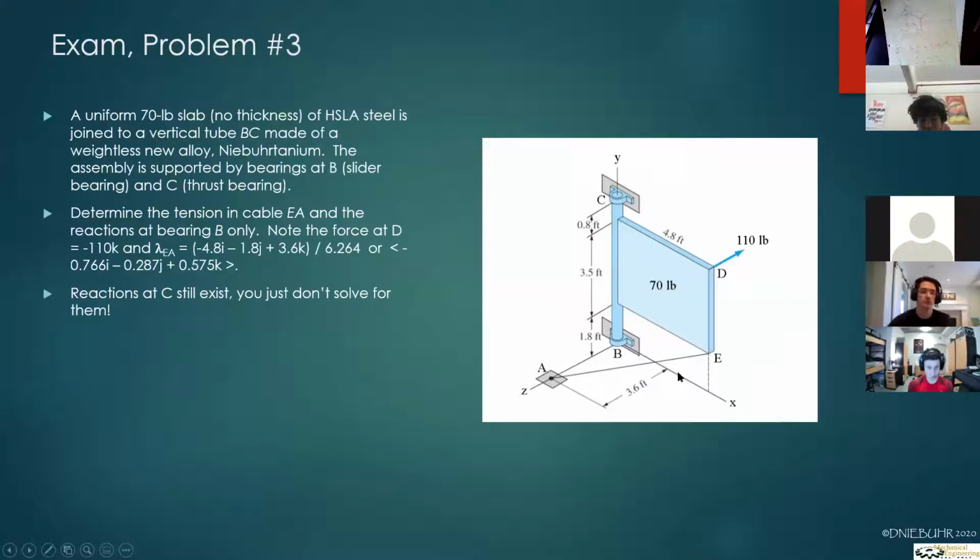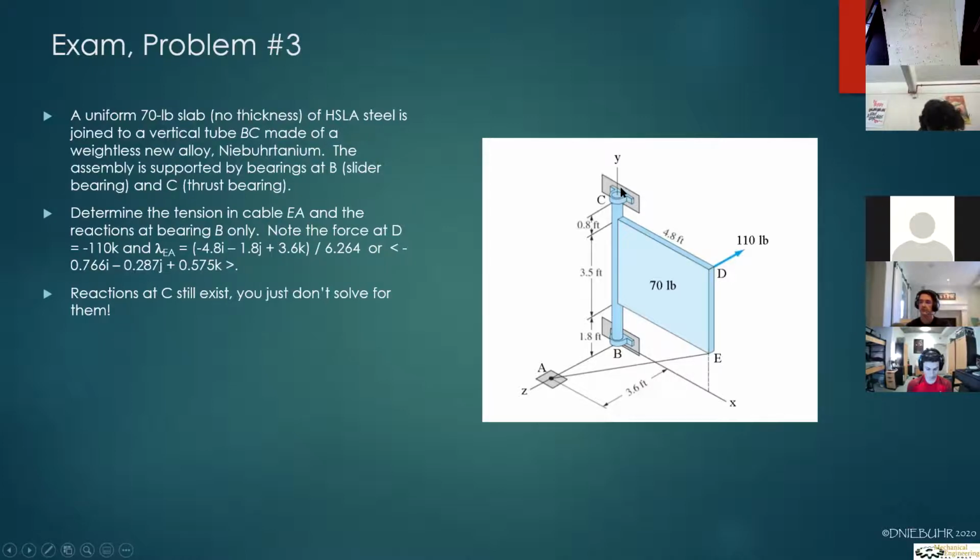And I gave you the unit vector for EA just to help with time. 110 pounds, just to make sure everyone knew that was in the negative K, because hopefully you'd see that, since it's the same line, but it's not maybe always clear. And then I told you what B and C were. As I mentioned in the first problem, I said a slider bearing at B, which means that B has no Y reaction, but C does because it's a thrust bearing.